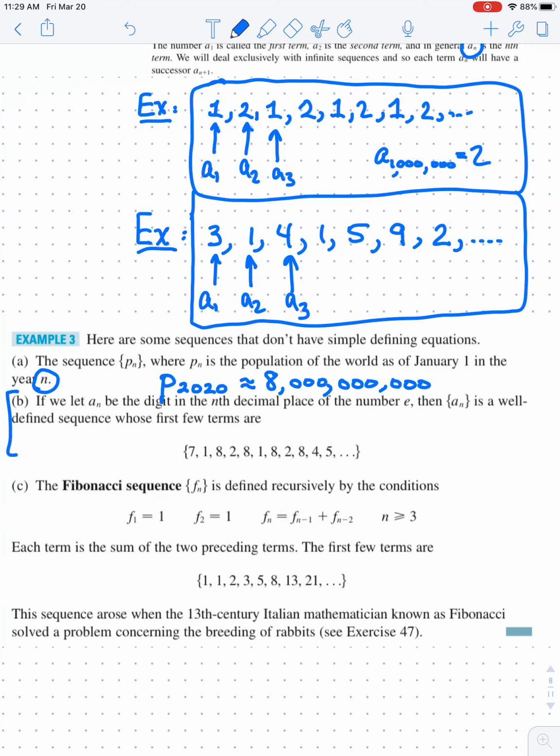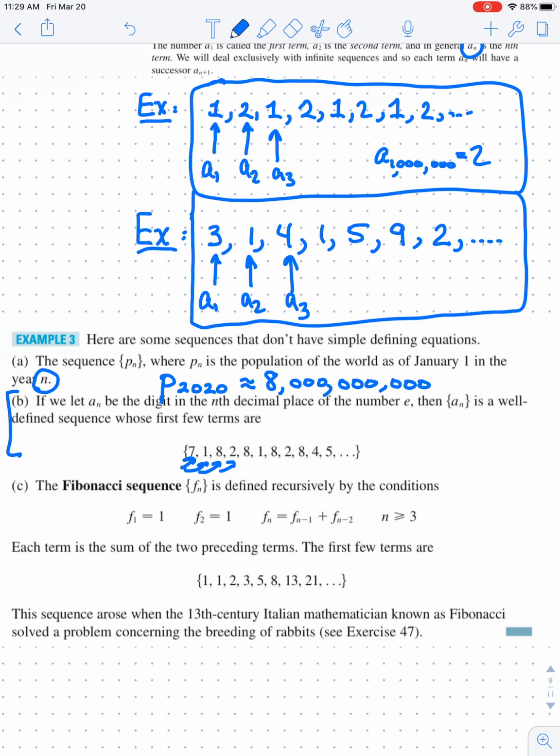Example B is one maybe we've seen before, where we have the nth decimal place of a number. For instance, e: if we look at the digits after the decimal point, we get 7, 1, 8. We can think of that as a sequence.